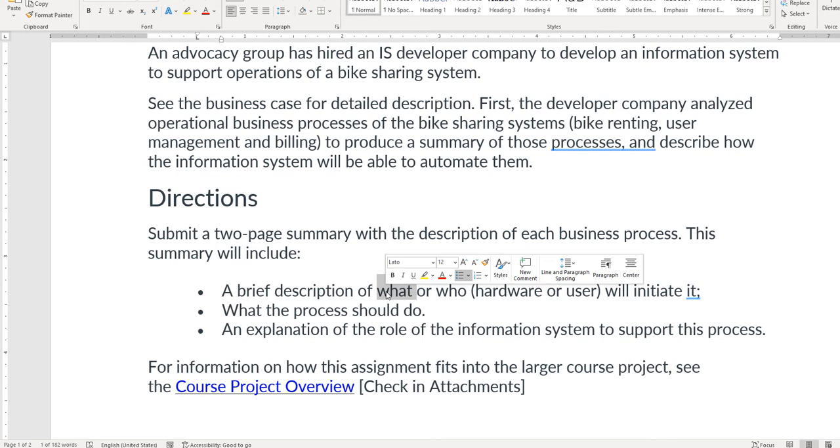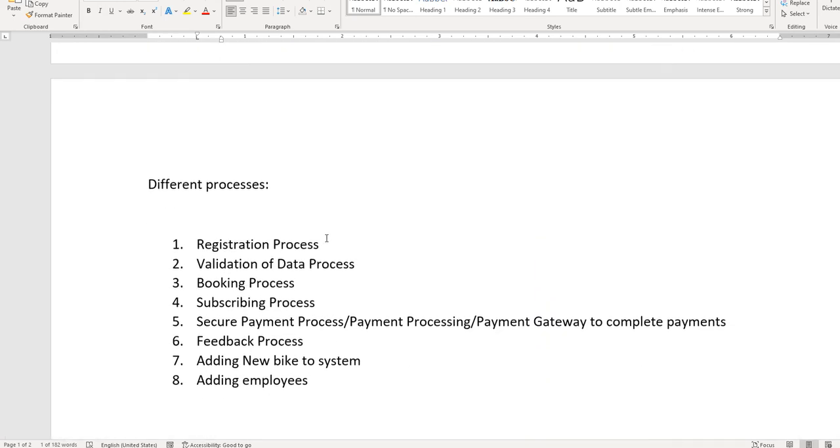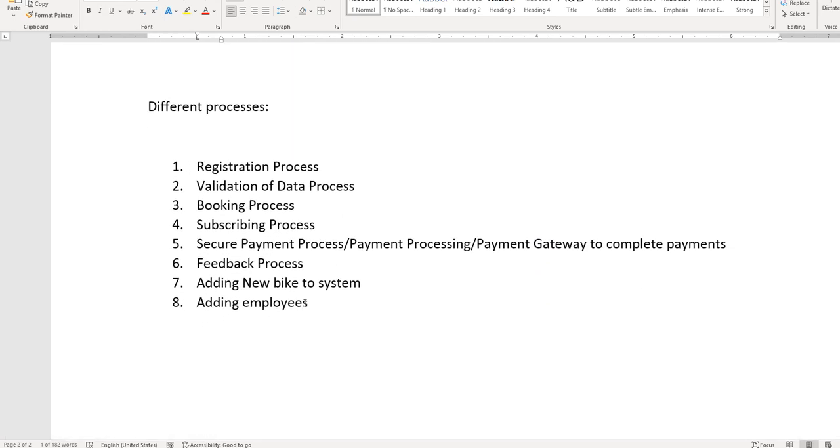If you check, I have identified some business processes that will be involved in completing this project. Along with this, you can see registration: a person who is new to the system will be registered into the system. Then while submitting the data, whether the same user already exists or not should be validated, and the data that is given as input to the system should be validated. So a validation process should be initiated. Booking process, booking of bikes; subscribing process, if the person is subscribing for annual subscriptions, we need to initiate the subscribing process. It's a business process of the organization.